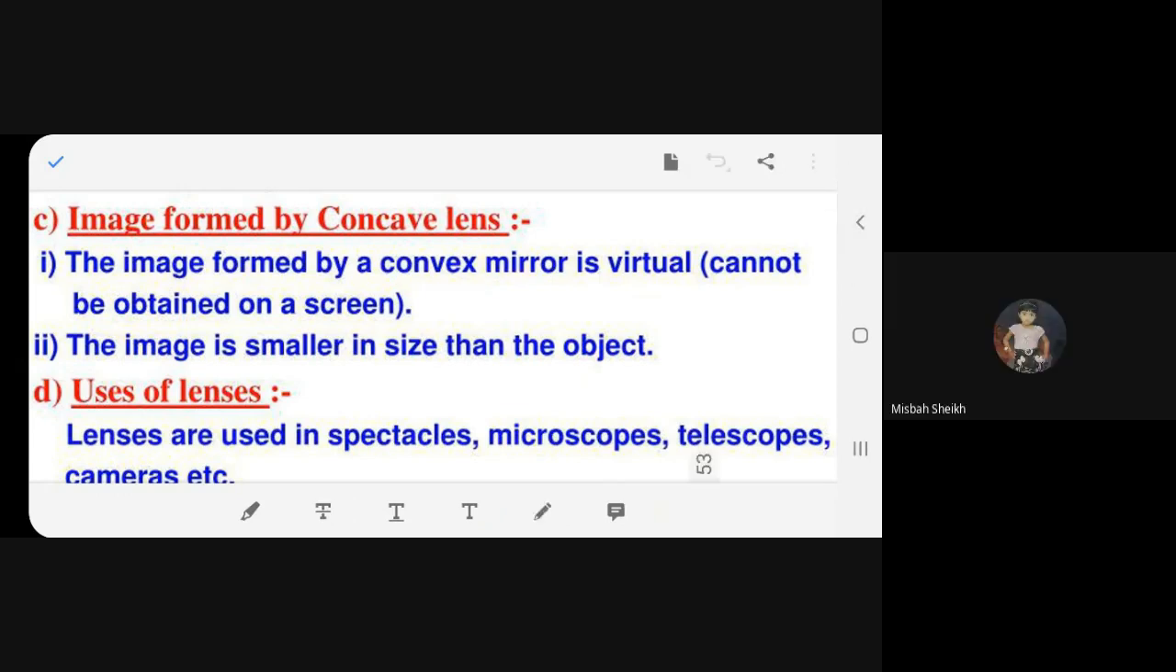And in convex lens, everything is possible. It could be real, it could be inverted, it could be virtual, it could be erect, it could be small, it could be big, but it's not so in concave lens. It is always small and it is always virtual. You have to just remember it.